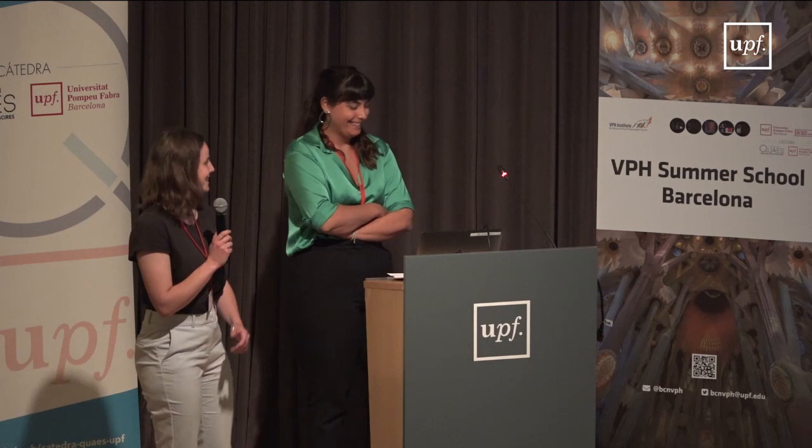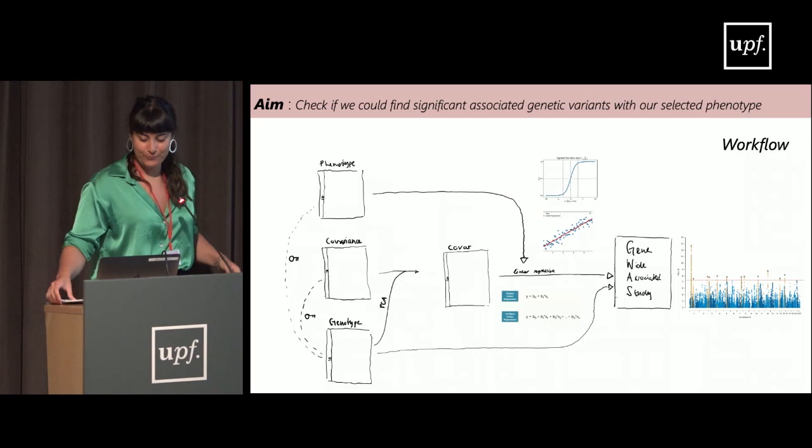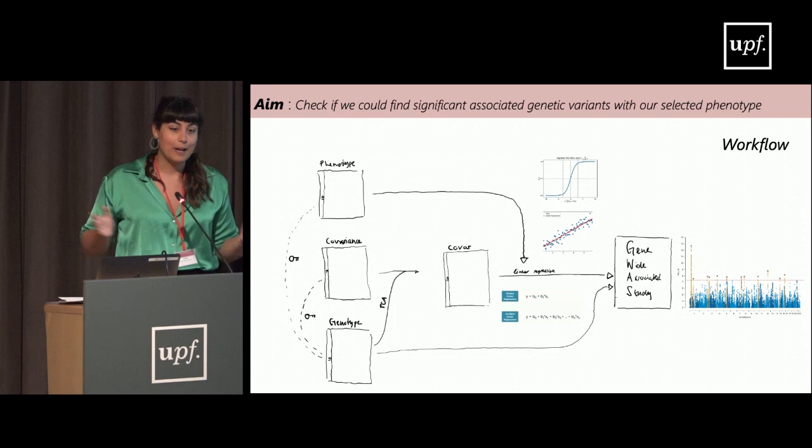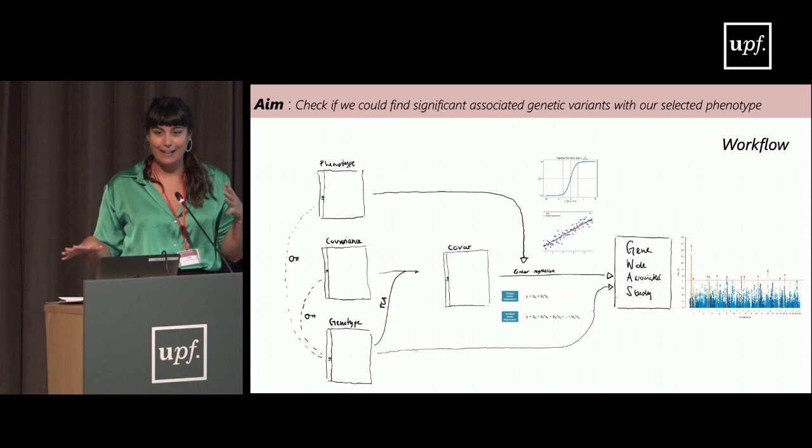So, the aim of our hands-on was to check if we could find significant associated genetic variants in our selected phenotype. And for that purpose, we have been working during this week learning how to use the Python language and how to open Jupyter Notebook. And we followed this workflow.